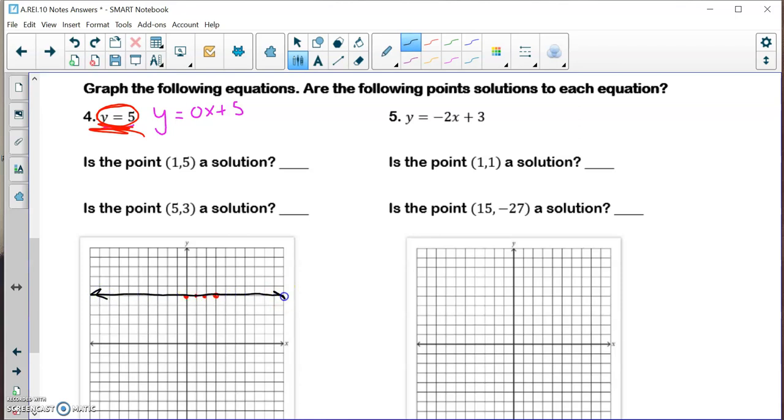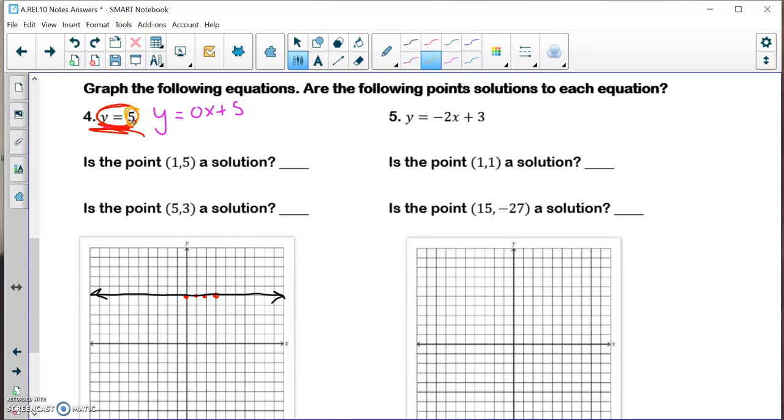So what do you think the graph would be if the equation was x is equal to 5? Think about that. But that's just something that you guys are going to think about and maybe apply later. So whenever you have y is equal to a number, it's always going to be a horizontal line crossing the number that it is equal to.